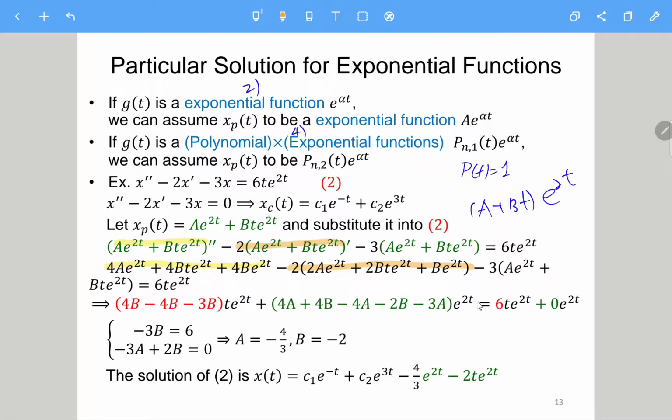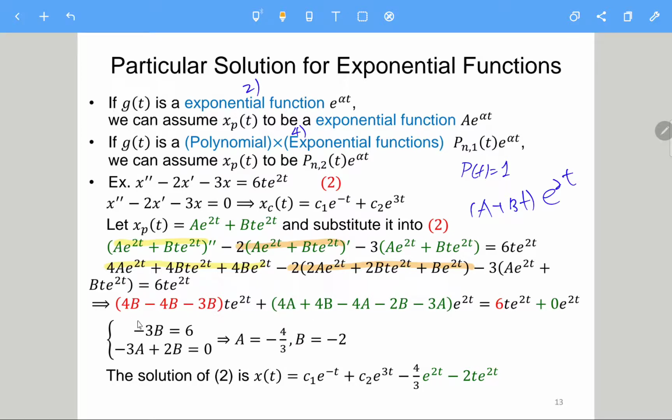So altogether, the coefficient for exponential 2t is 6t times exponential 2t. So we have 6t exponential 2t plus a 0. I just write this term, which is actually 0, but you can see that this 6 should be equal to this term inside the brackets, and this 0 should be equal to these green terms inside the bracket.